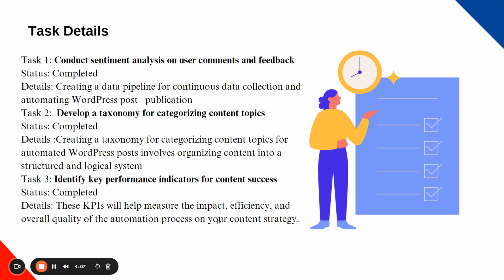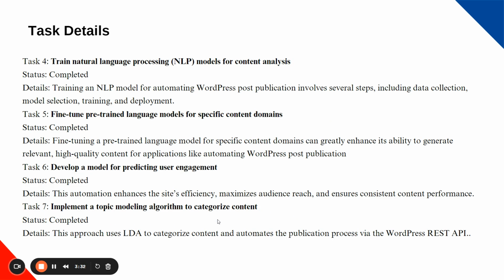Task details. These are the tasks I was assigned over the past week. The dashboard is to conduct sentiment analysis on user comments and feedback so that we can get a clear idea of what we are doing wrong based on the customer feedback. Task 2 is to develop a taxonomy for categorizing content topics, which involves organizing content into a structured and logical system. Task 3 is identifying key performance indicators for content success. This will help us measure impact, efficiency, and overall quality of the automation process for our content strategy.